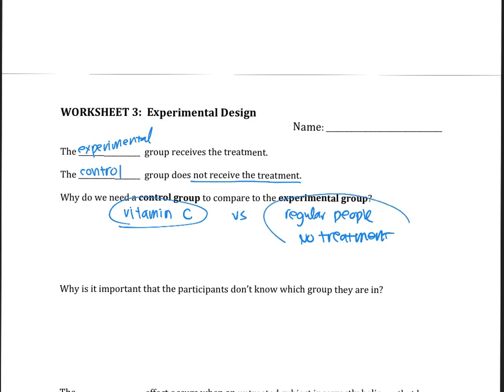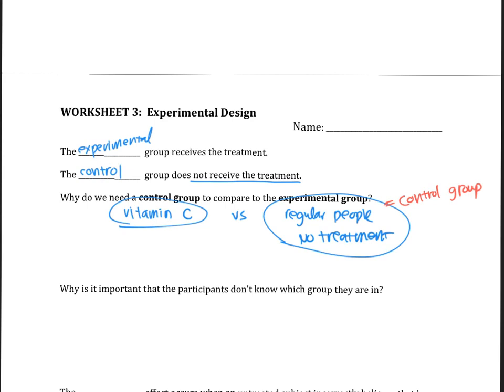So we can have some sort of comparison. Does vitamin C actually do a better job? Do fewer people have coronavirus than the regular normal people? So we need a control group in any experiment.